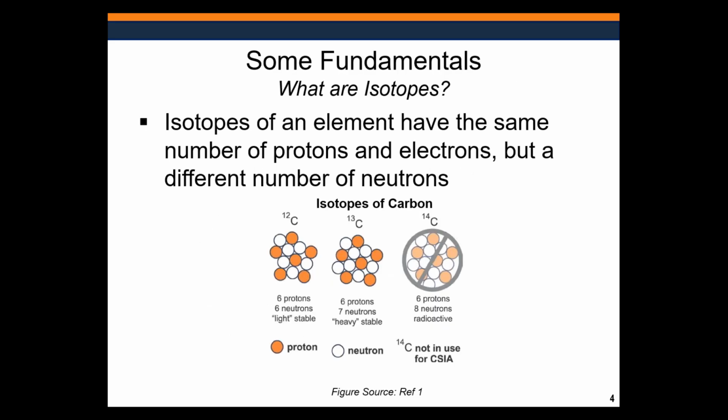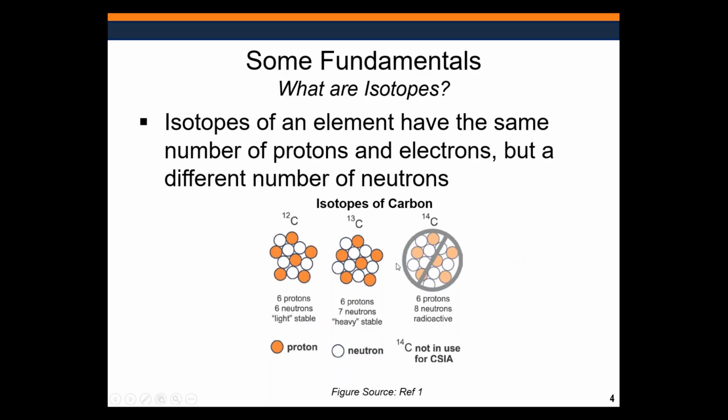So just some fundamentals. What are isotopes? Well, isotopes of an element have the same number of protons and electrons, but a different number of neutrons. So we'll go back to 100 level chemistry, freshman year of college. These days, it's probably 8th grade chemistry. But anyway, on our left here, we have a typical carbon atom. It has 6 protons and 6 electrons. Also has 6 neutrons, and that's by far the dominant isotopomer of carbon in the universe.